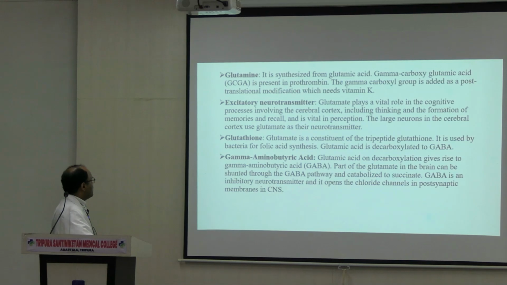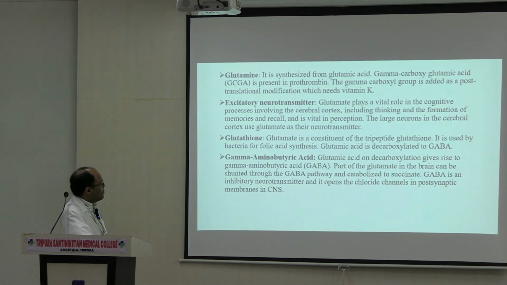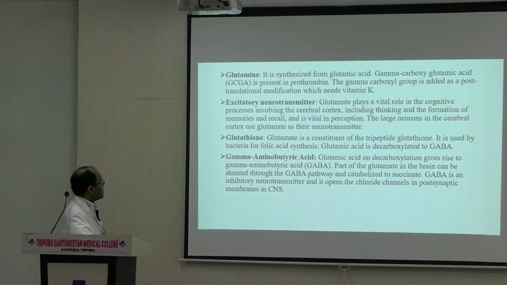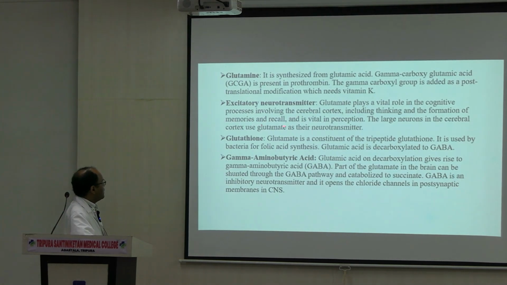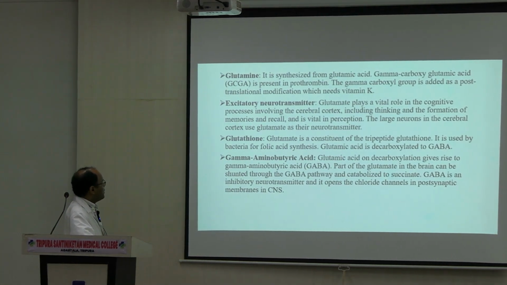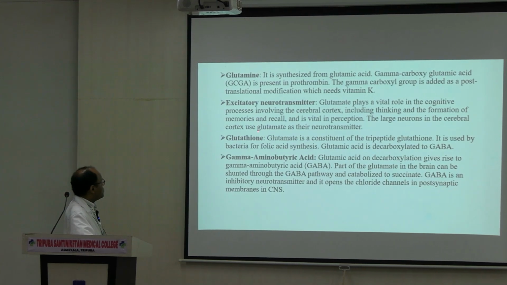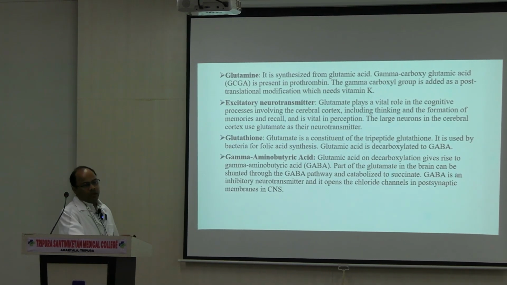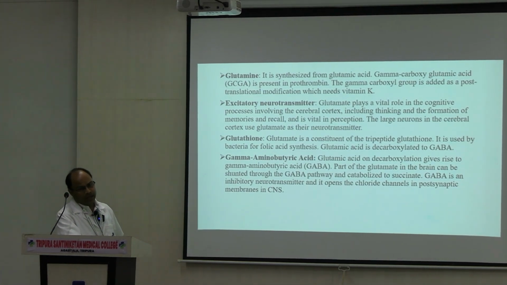Next is its role as an excitatory neurotransmitter. Glutamate plays a vital role in cognitive processes involving the cerebral cortex, including thinking, the formation of memory and recall, and is vital for perception. The large neurons in the cerebral cortex use glutamate as their neurotransmitter. Okay. Glutamate is present in neurons. It serves as an excitatory neurotransmitter.